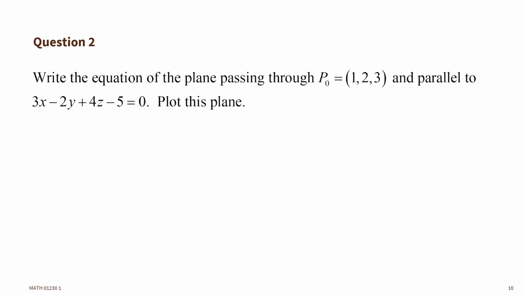So we want the equation of the plane that passes through the point P naught equals (1, 2, 3), and is parallel to the plane 3x minus 2y plus 4z minus 5 equals 0. And then we want to plot the plane.